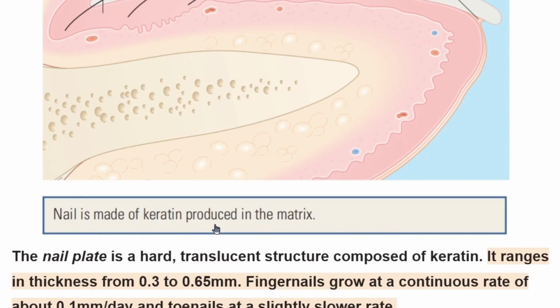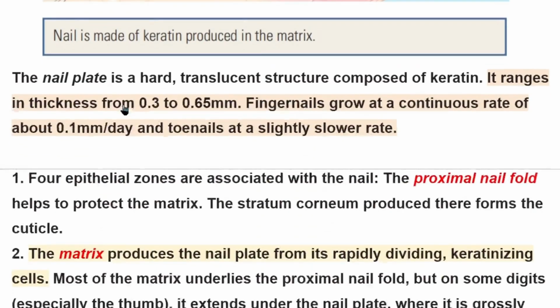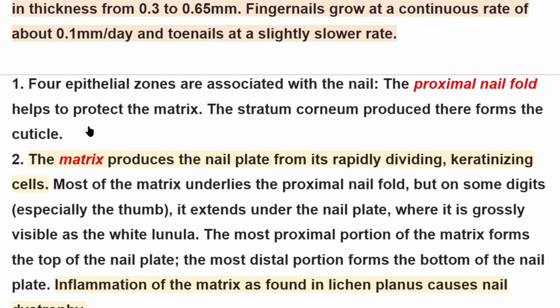Nail is made of keratin produced in the matrix. Usually this is the matrix of the nail, and the nail is produced from keratin here in the nail matrix. The nail plate is a hard, translucent structure composed of keratin. It ranges in thickness from 0.3 to 0.65 millimeter. Fingernails grow at a continuous rate of about 0.1 millimeter per day, and toenails at a slightly slower rate. Four epithelial zones are associated with the nail.